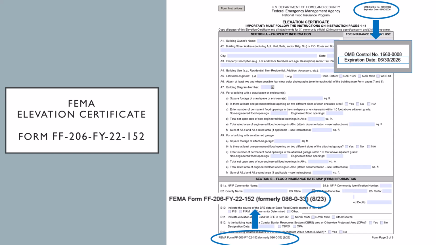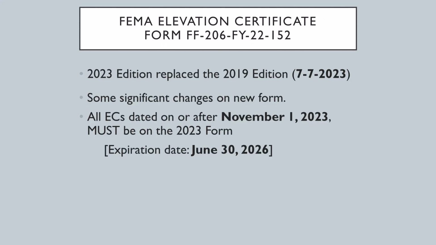The current form, which should be used by everyone at this time, is dated August 2023. This date can be found down in the bottom left-hand corner of each page of the form. You can also tell which form it is from the expiration date in the upper right-hand corner. The previous version's expiration date is November 30th, 2022. The current effective EC became effective July 7th, 2023. It replaced the 2019 form.